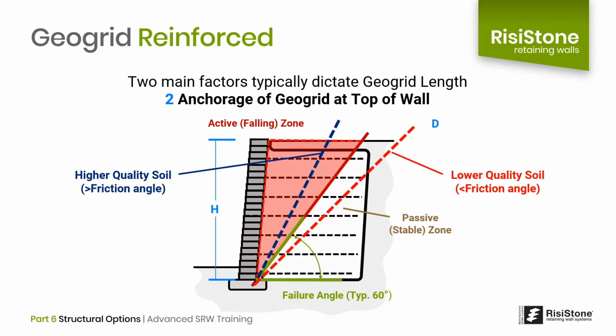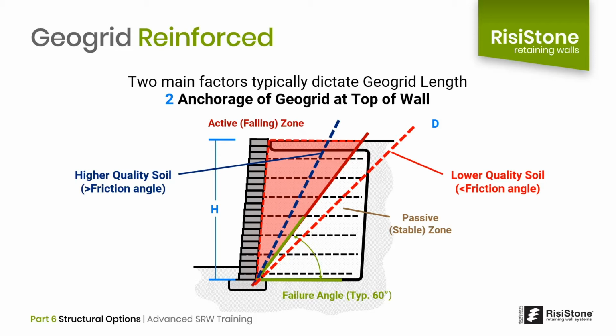a good quality soil, we can see that as you get closer to the top of the wall, there is less anchorage length, or less geogrid is within the passive zone. This explains why geogrids are often longer near the top of the wall than at the bottom.